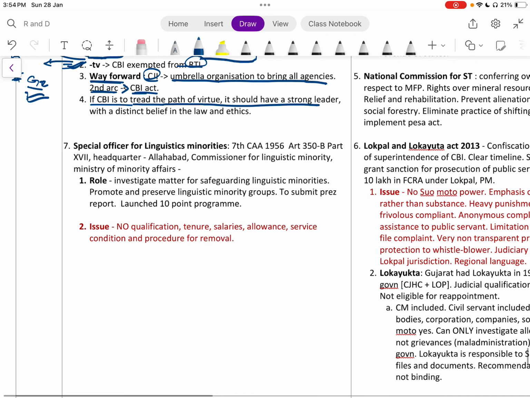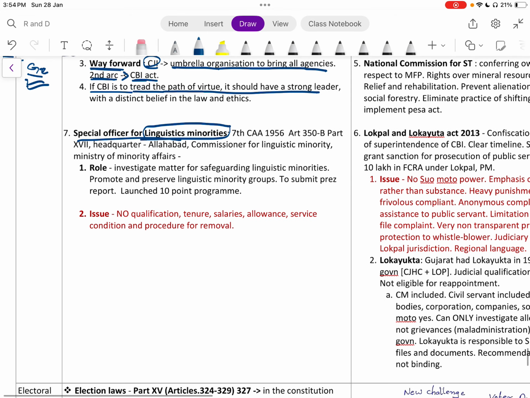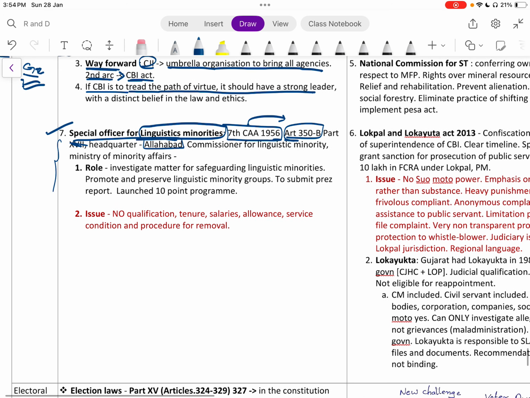Special officer on linguistic minorities. Sometimes they have been asking very static questions. You just need to know some facts. The 7th Constitutional Amendment Act of 1956 brought Article 350B in Part XVII. It is headquartered in Allahabad. So nothing much.